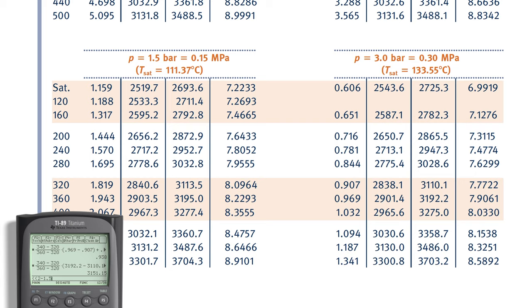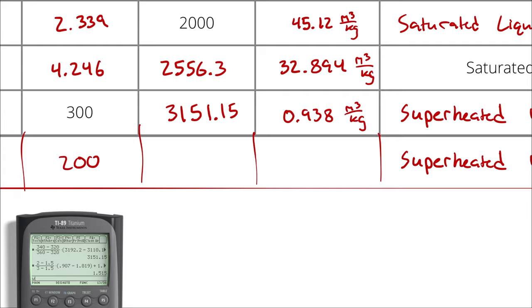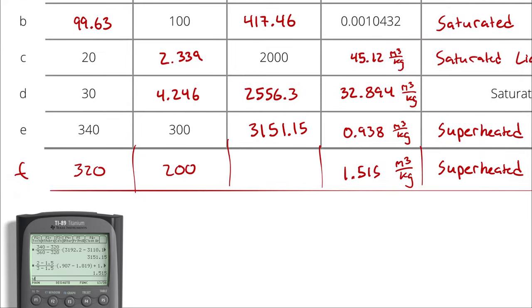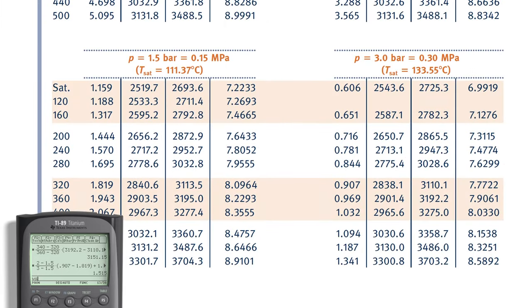2 minus 1.5 divided by 3 minus 1.5 multiplied by the value at 3, which was 0.907, minus the value at 1.5, which is 1.819, quantity, plus the value at 1.5, which is 1.819, and I get a specific volume of 1.515. And I can do the exact same thing with specific enthalpy.